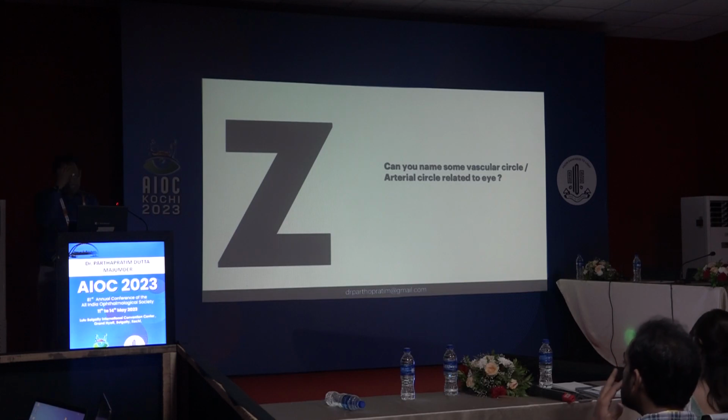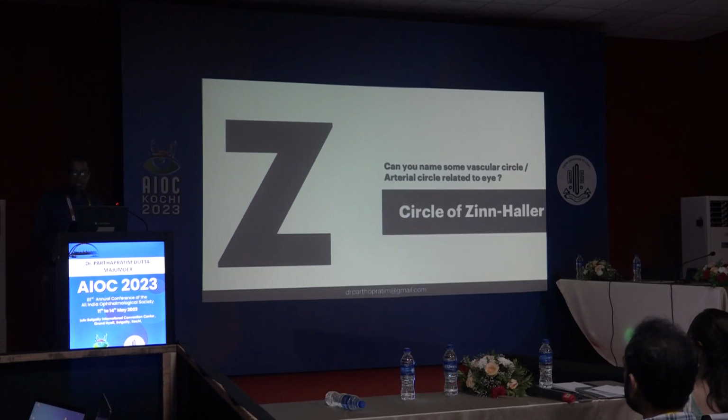There are actually 5 circles. One is the major arterial circle in the iris, then the minor arterial circle, then the circle of Zinn and Haller, and the episcleral arterial circle formed by the anastomosis of the adjacent anterior ciliary arteries, and the intramuscular arterial circle. So here it's all about the circle of Zinn and Haller.